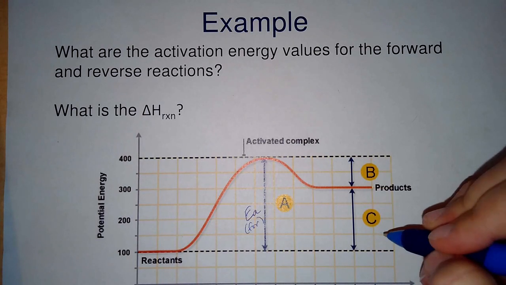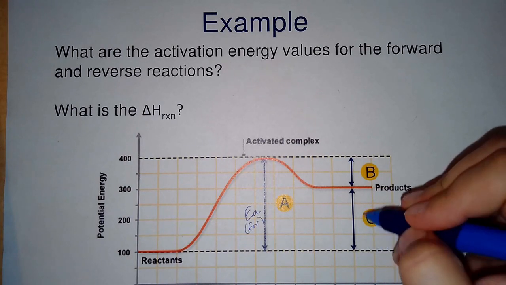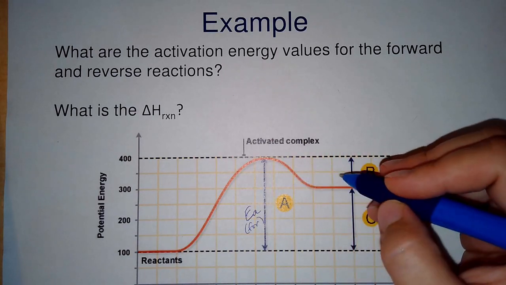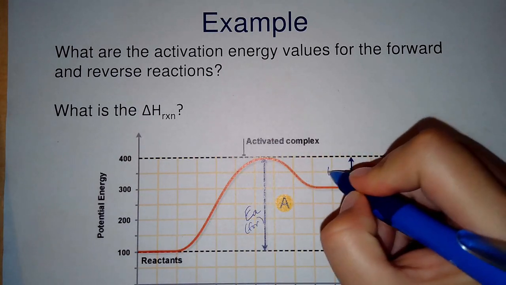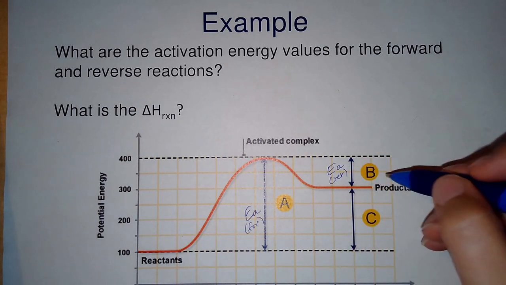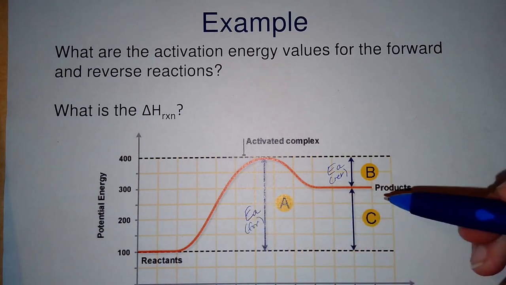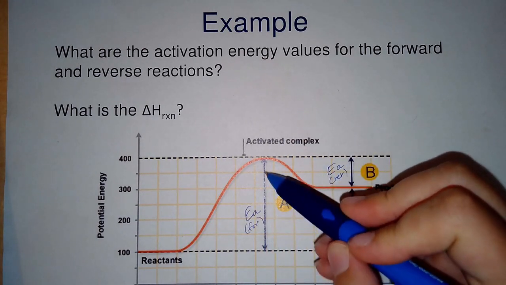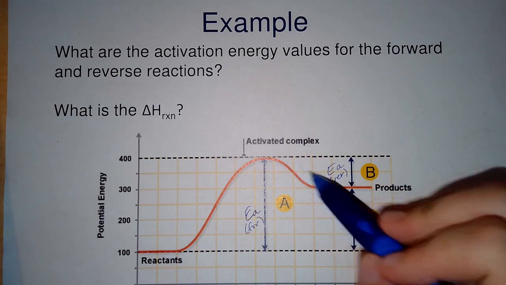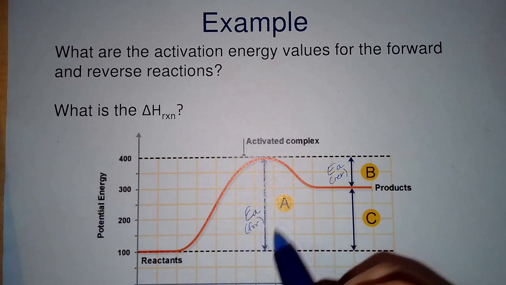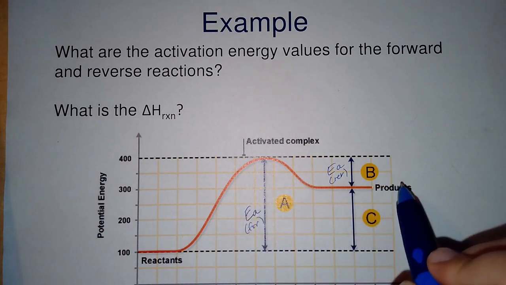If we were going to start on the product side, the energy needed to get from the product energy to the activated complex is the activation energy of the reverse process. Alright, so remember we can have two activation energies, one for the forward and one for the reverse. In this case, the forward activation energy is much greater than the reverse, indicating that this is an endothermic process. We're putting more energy in than is coming out.